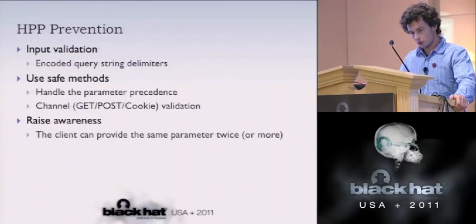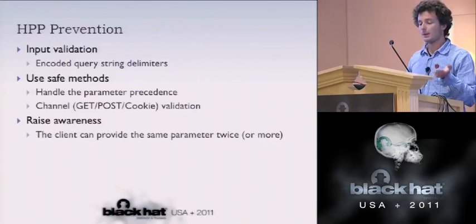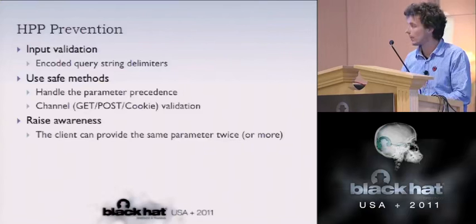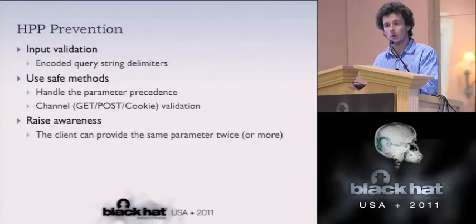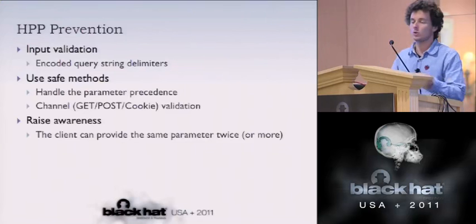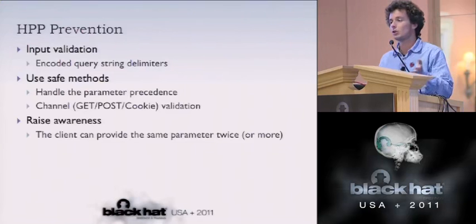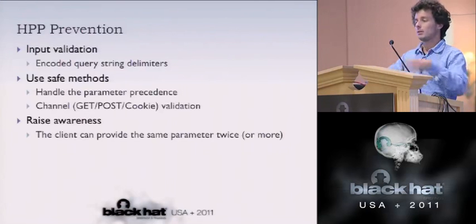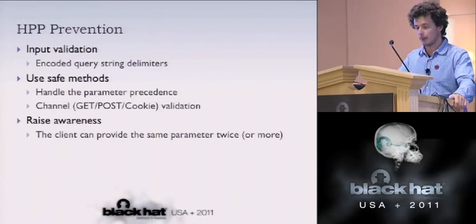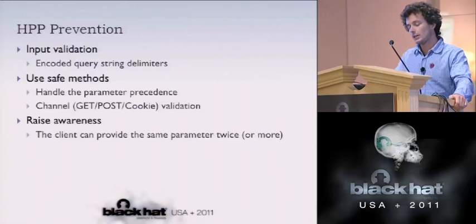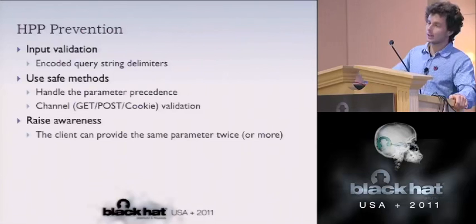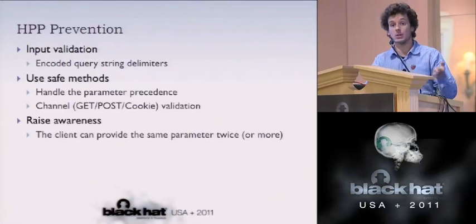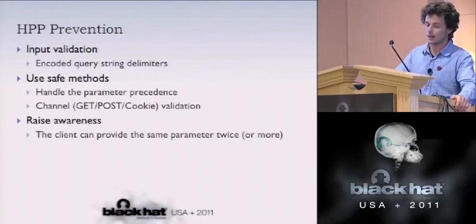The second prevention is to use safe methods to handle the parameter precedence. For example, in Python, instead of using getvalue, which returns a list in case you have multiple parameters with the same name, you can use getfirst. Using getfirst, you always get a single parameter, even if somebody submits two parameters with the same name. The third one is to use channel validation, to check that if the data should come from the GET, it is actually arriving from the GET and not from the POST. And finally, to raise awareness.